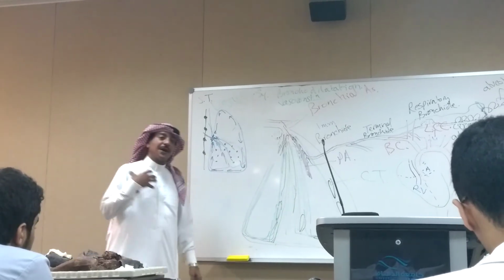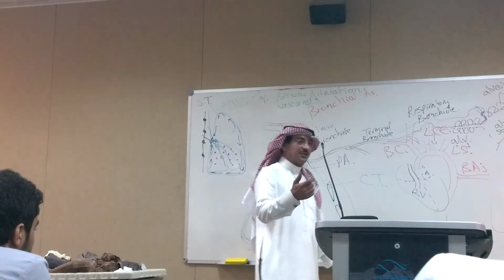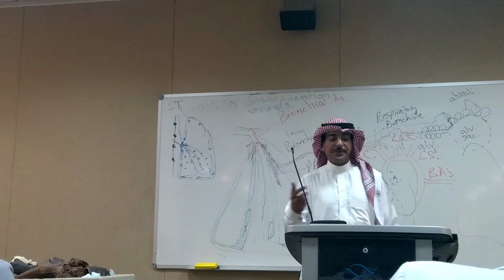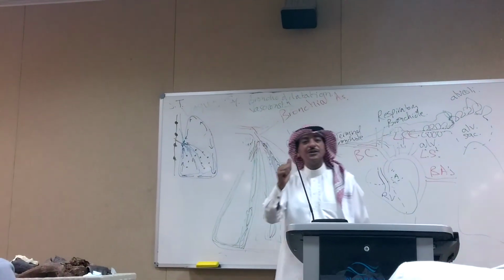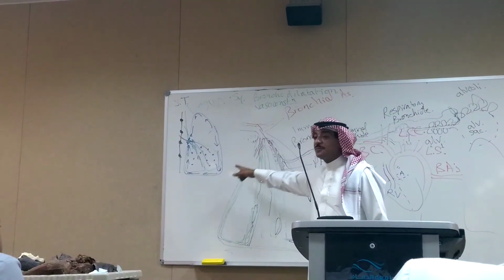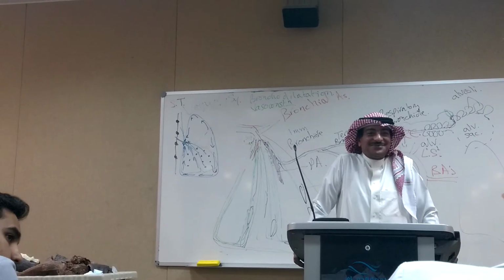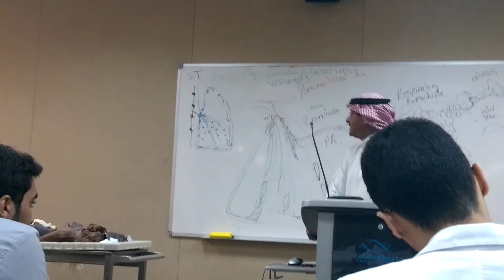Note, the parietal pleura is sensitive to pain, pressure, touch, and temperature, whereas the visceral pleura is sensitive only to stretch. That's the innervation.